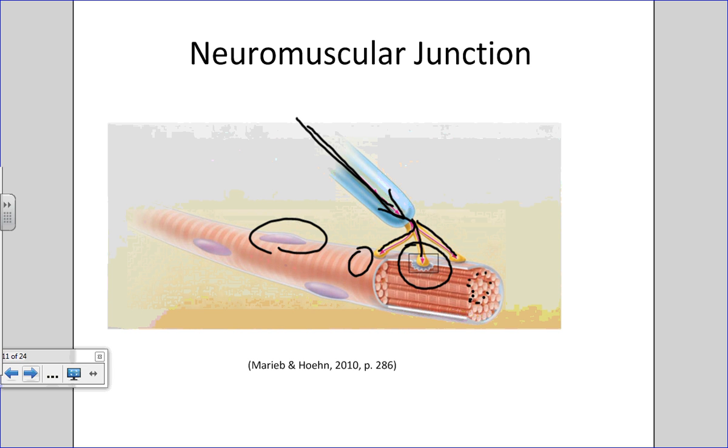Now you can see the sarcolemma, which is the plasma membrane, and then you can see the sarcomeres, the alternating light and dark patterns here. Okay, these are the actual contractile units of the muscle. All right, so now what's going to happen?